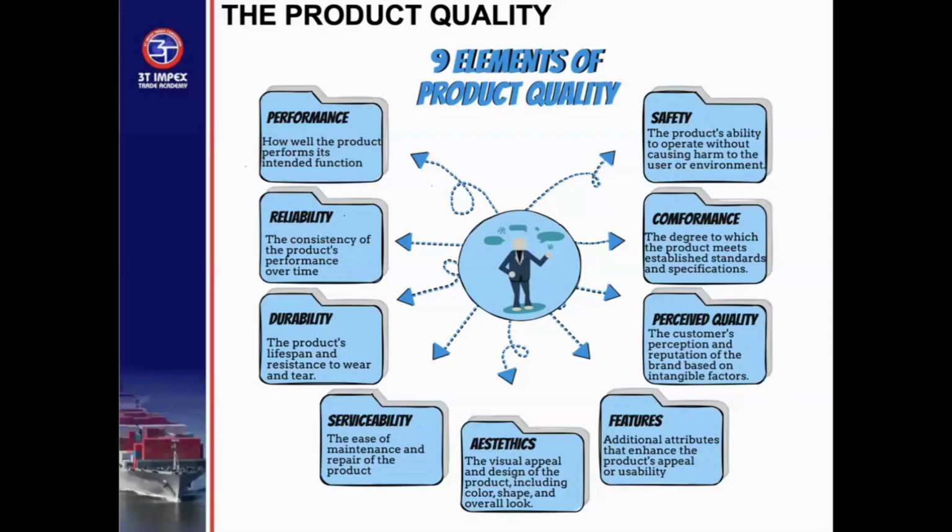That means we don't have the document that ascertains that the quality of this product is good enough. Conformance to quality. You see these 2 points in the quality elements are the most important. The degree to which the product meets the established standard and specification.